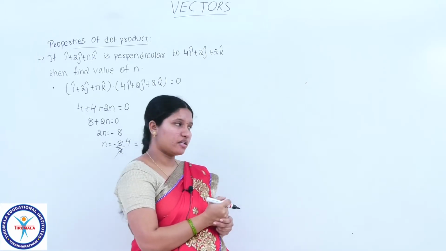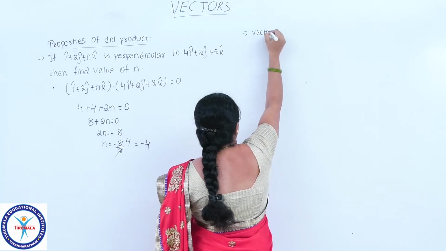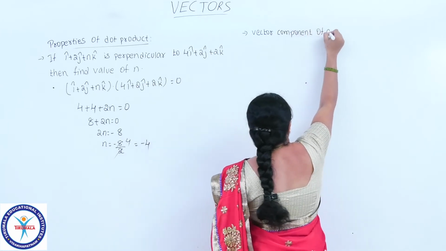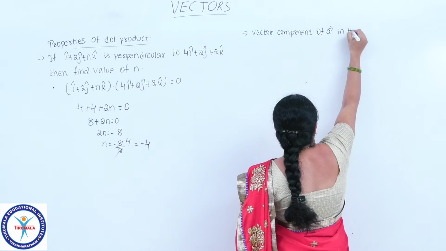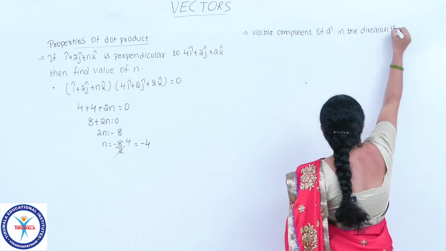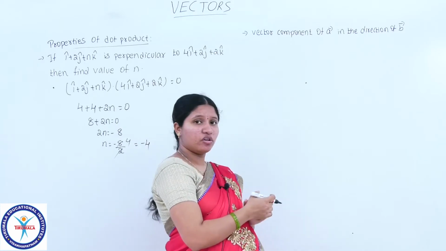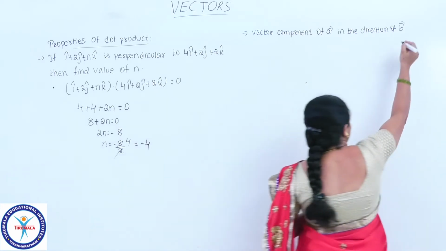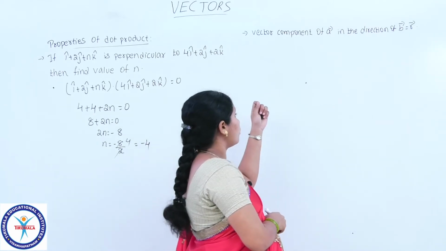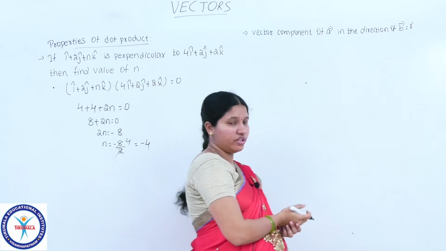Now let us write some formula, that is the vector component of A bar in the direction of vector B bar. So vector component of A bar in the direction of B bar, let us see now. Let us consider this as R bar. So let us consider the vector component of A bar in the direction of B bar is R.